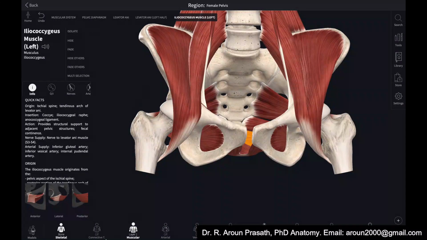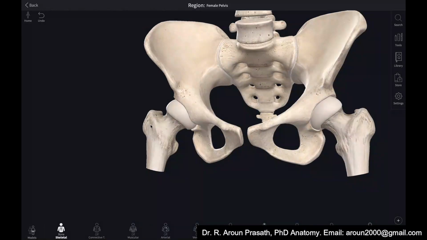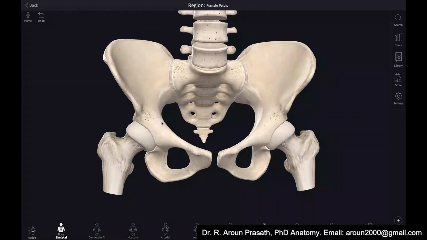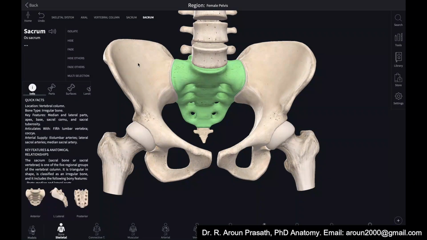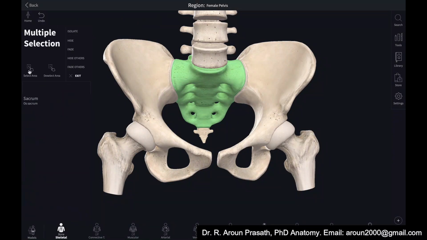So let's not deviate from the topic. We will go to the osteology part. Now I will separate these bones, and I am going to explain one innominate bone. For that I will remove the other bones.